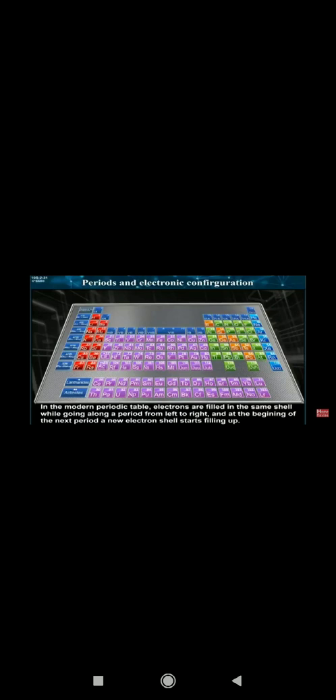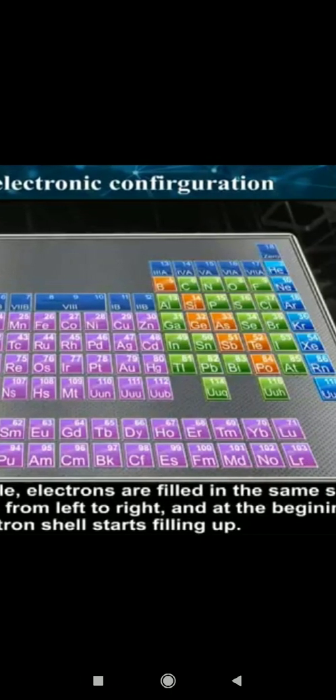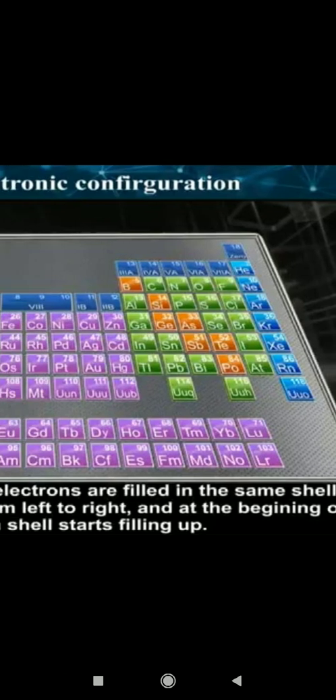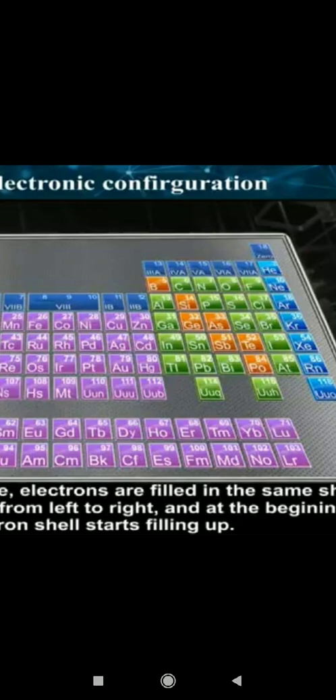Hello friends, at last we are seeing group and electronic configuration. Now let us see period and electronic configuration. In the modern periodic table, electrons are filled in the same shell while going along a period from left to right.